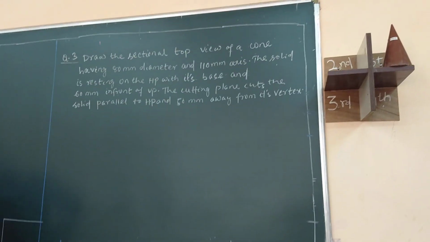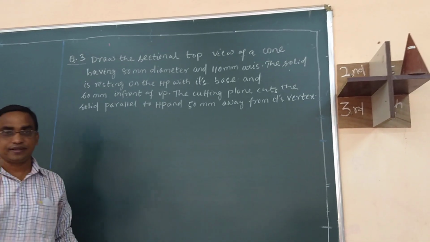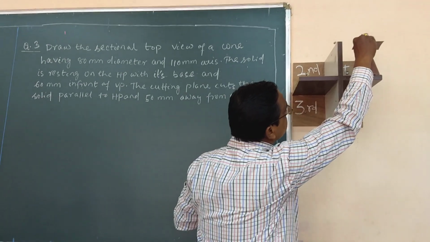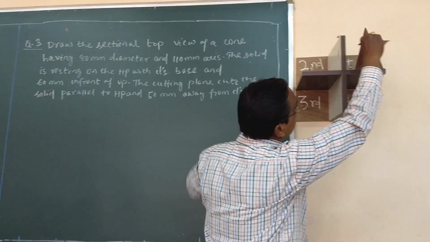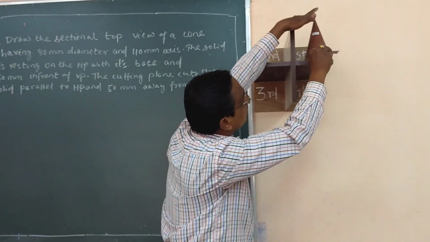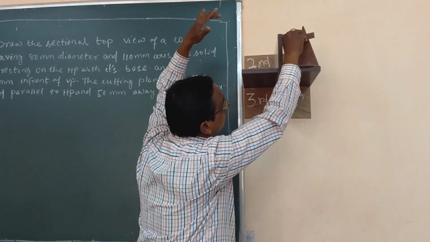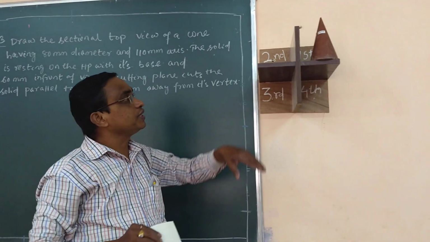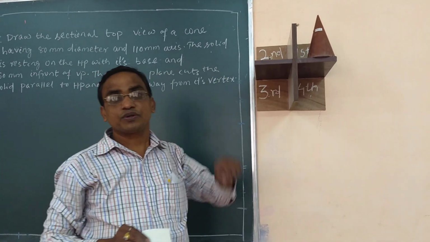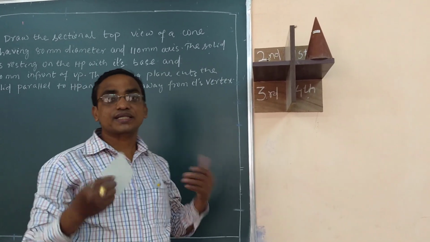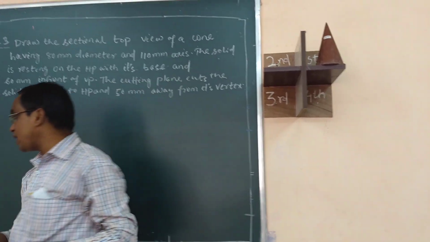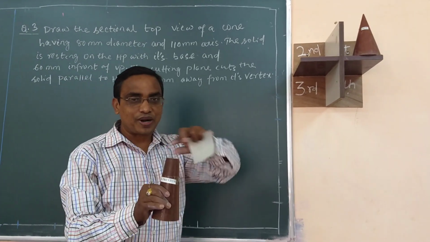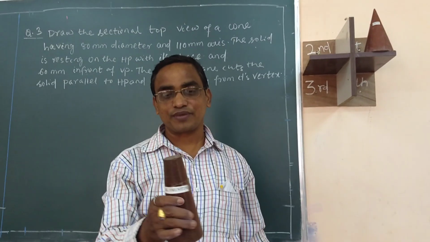Then the cutting plane cuts the cone parallel to HP and 50 mm away from its vertex. From the vertex you measure 50 mm and cut the cone and remove the upper portion. And what you observe in top, you draw it. That is known as top view, or we can say sectional top view of the cone. Just mark, after cutting, the cone becomes a conical frustum. Upper part is removed, it becomes a conical frustum.